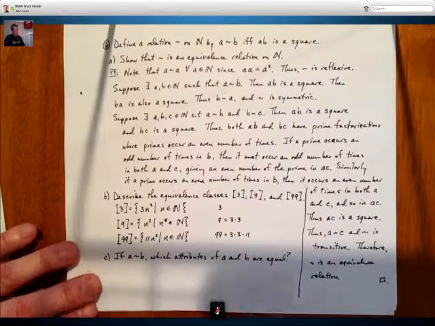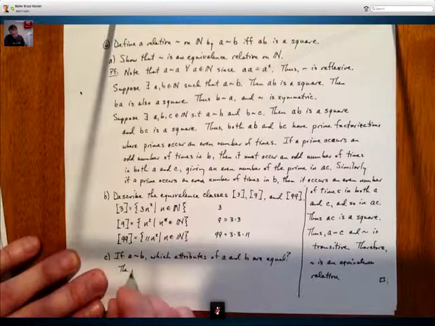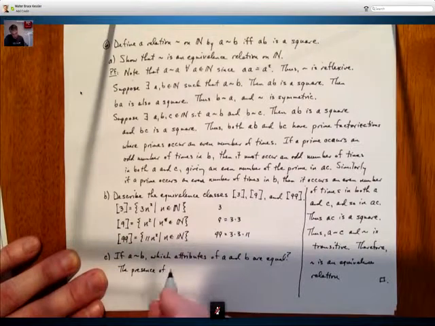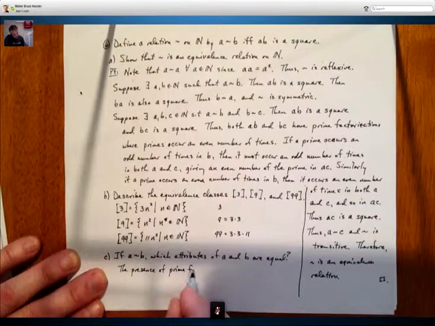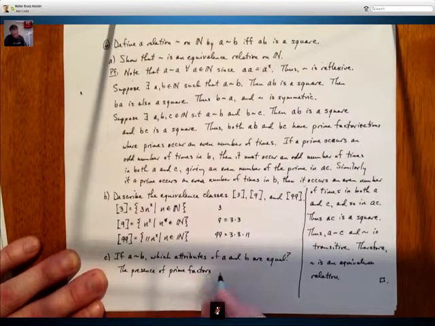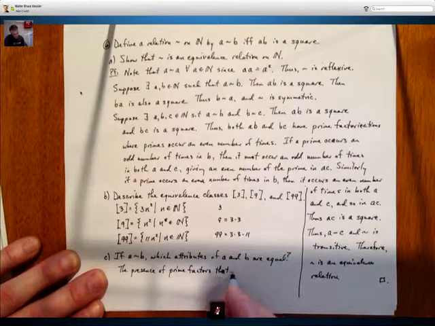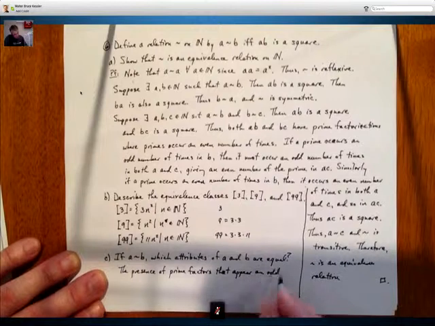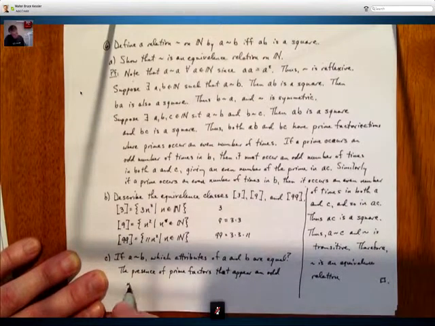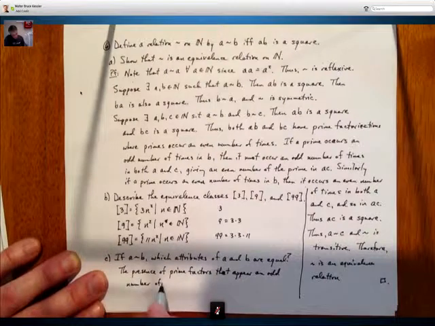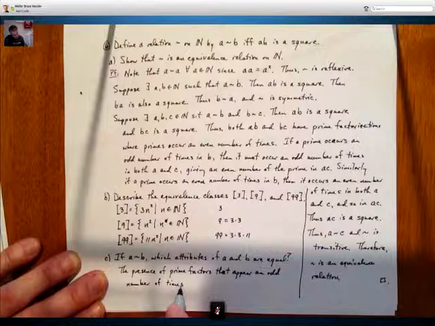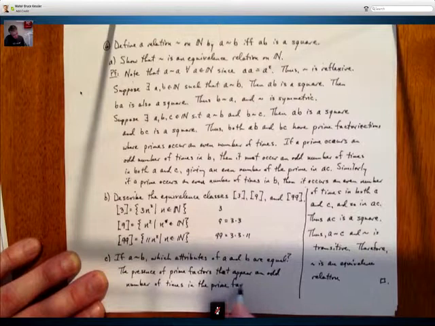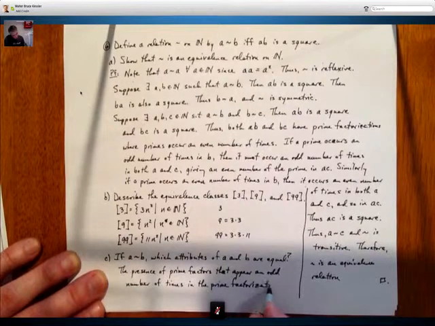So to sum it all up, it says if A is squiggle to B, which attributes of A and B are equal? Well, the presence of prime factors that appear an odd number of times in the prime factorizations.